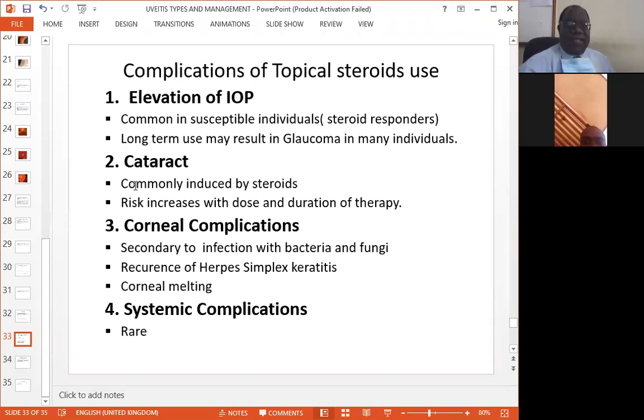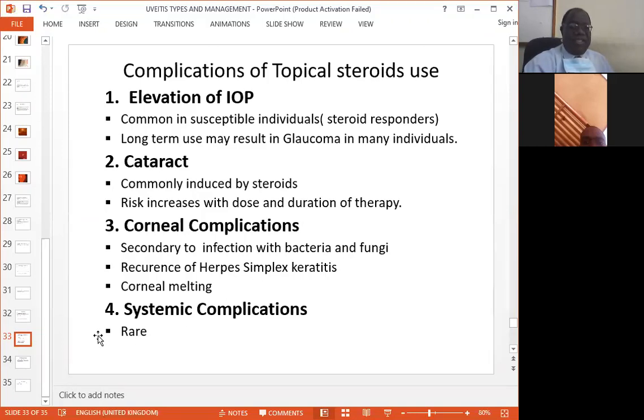Cataract complications; we've done the elevation of intraocular pressure. Cataract is commonly induced by steroids. Risk increases with dose and duration of the therapy. Corneal complications are secondary to infection with bacteria and fungi, recurrence of herpes simplex keratitis, and corneal melting if you use the steroids for a long time. These are all side effects of steroid use.